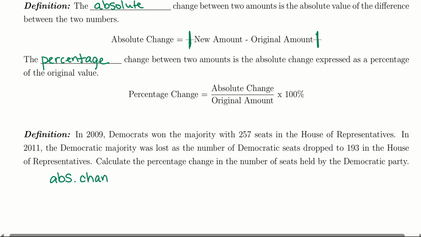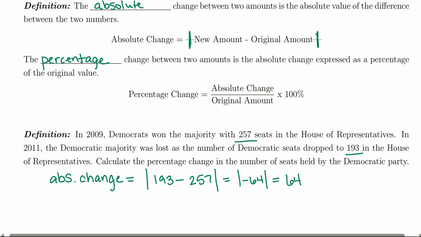The absolute change is going to equal the absolute value of our new amount, that was 193, minus the original amount, which was 257. 193 minus 257 is negative 64, which when we take the absolute value of is positive 64.